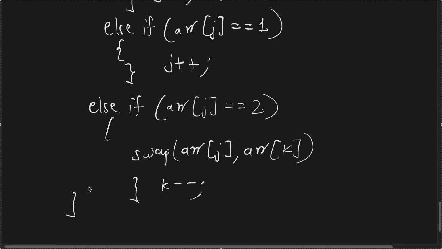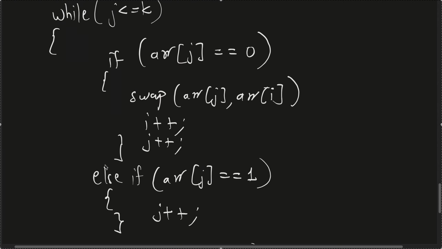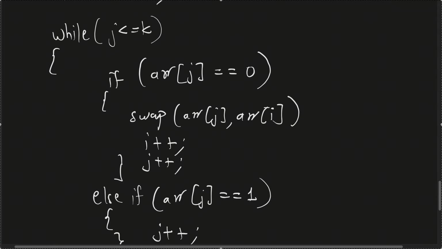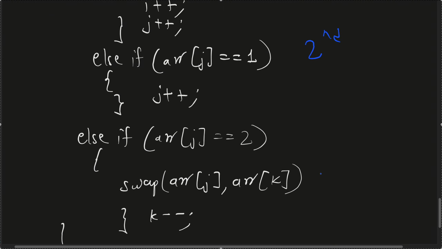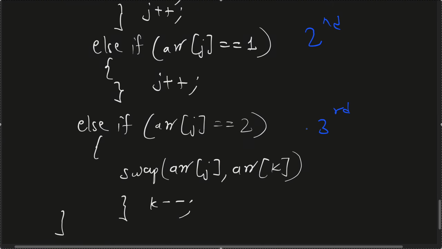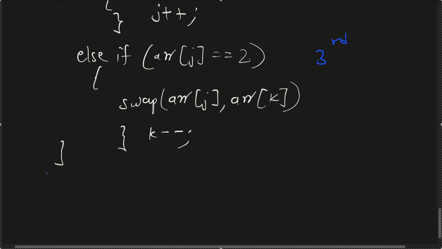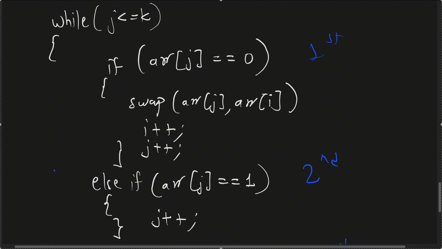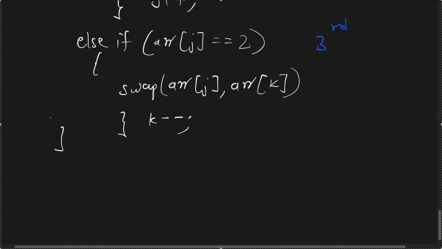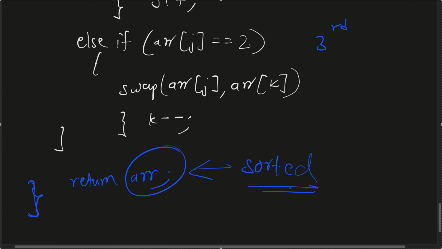So these are the three conditions that may arise when we are traversing with j: first condition, second condition, and third condition, right? And then we'll simply return the array, because now our array, after modification, is sorted, right? So this is how you can sort the colors.